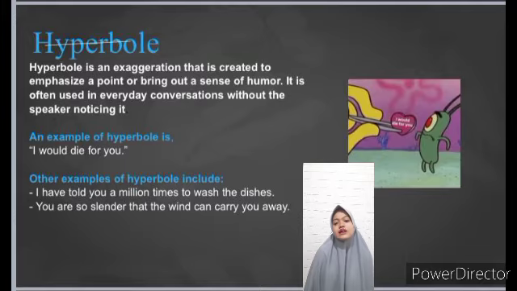An example of hyperbole is, I would die for you. This sentence doesn't necessarily mean that one person is literally willing to die for the other, but it is used to exaggerate the amount of love that one person has for another person. That is only used to show the extent of affection. Other examples of hyperbole: I have told you 1,000,000 times to wash the dishes. You are so slender that the wind can carry you away.